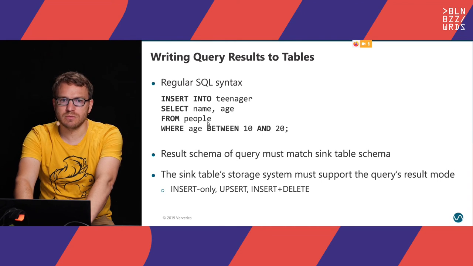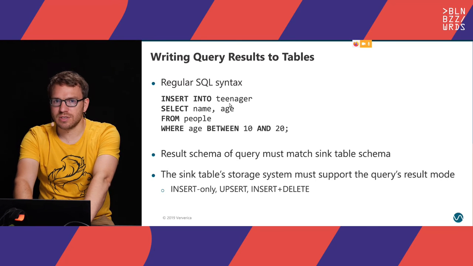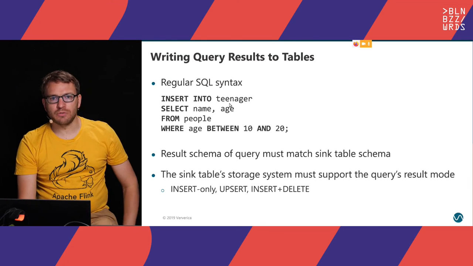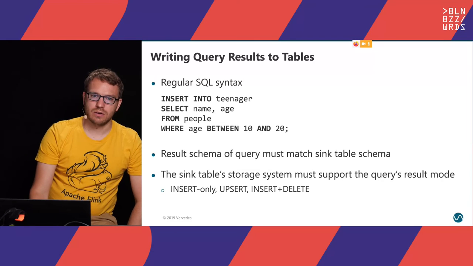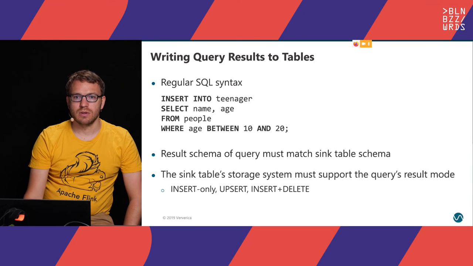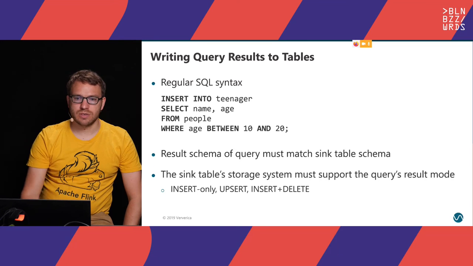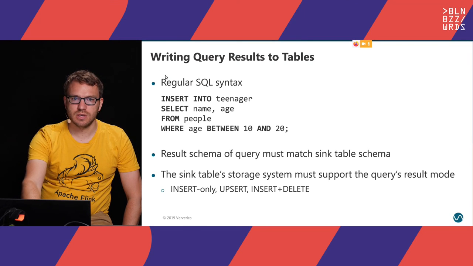Let's say we have some table people that has just information about persons. Then we could just filter on the age range between 10 and 20, and then write all of the data into a table called teenagers. If you do that, then the result schema of the query must match the table schema. So here, for instance, teenagers must have those two fields, name and age.